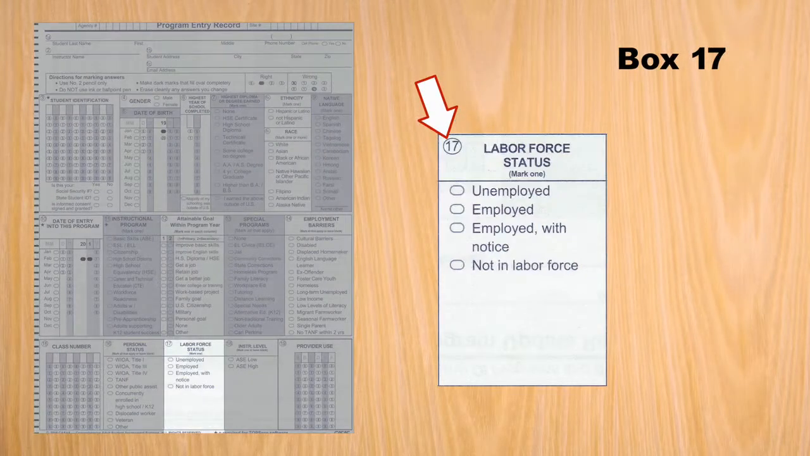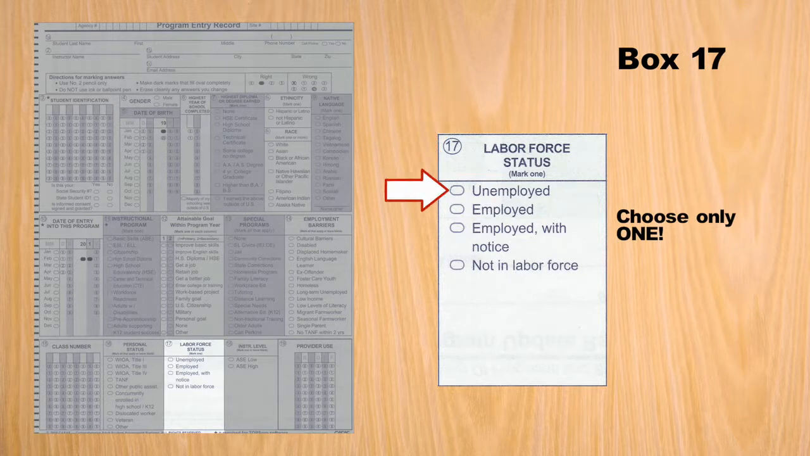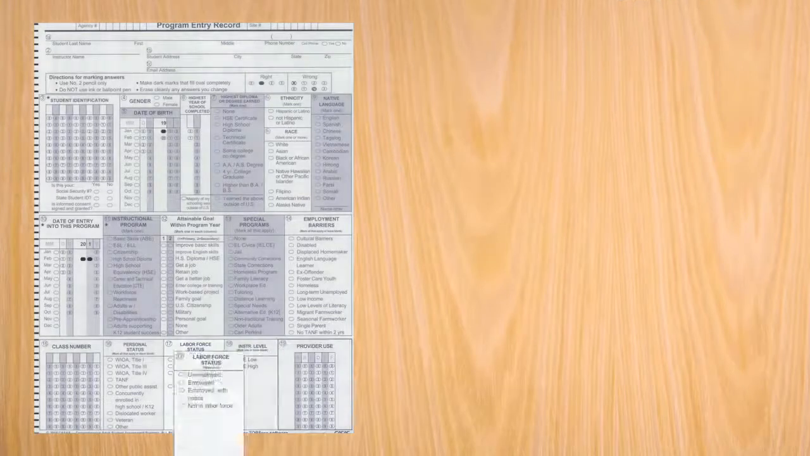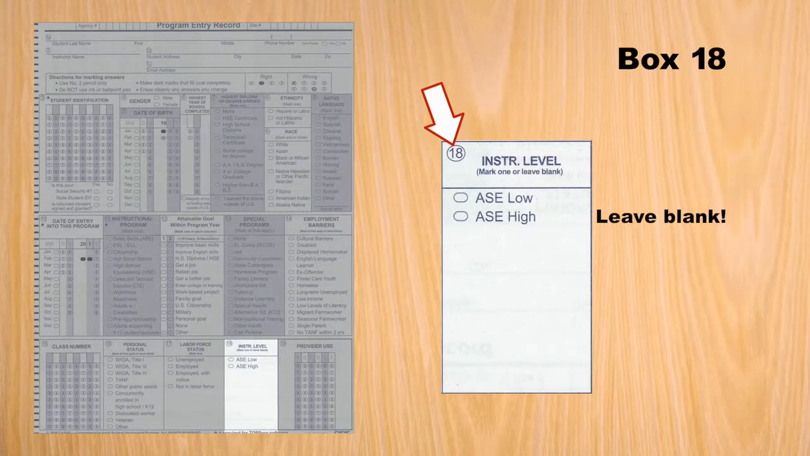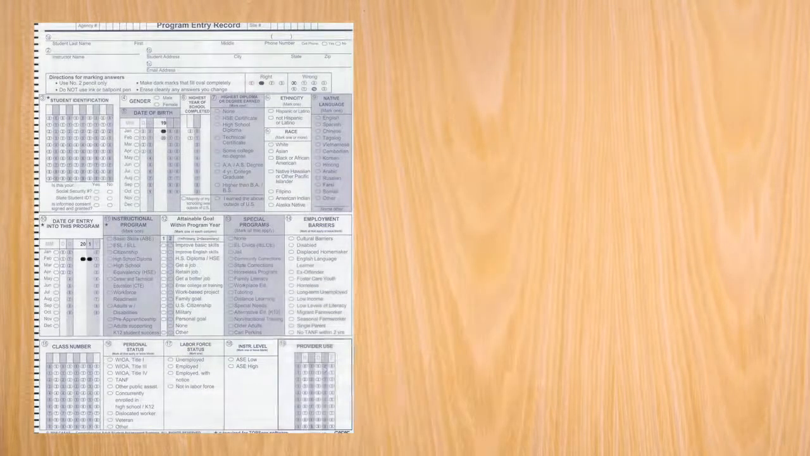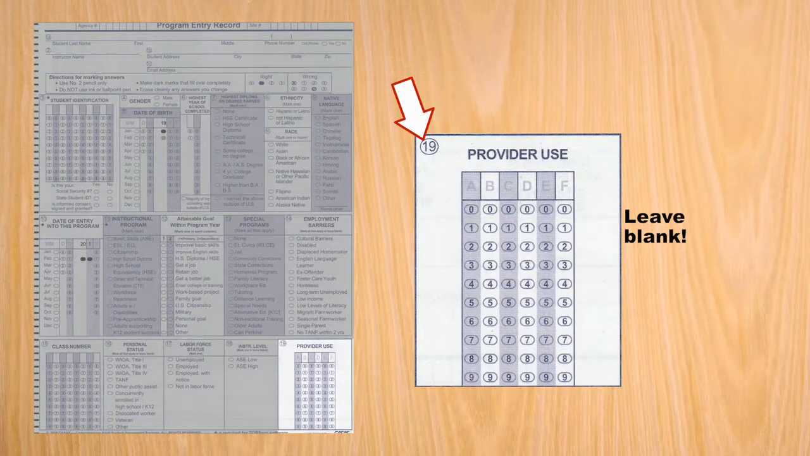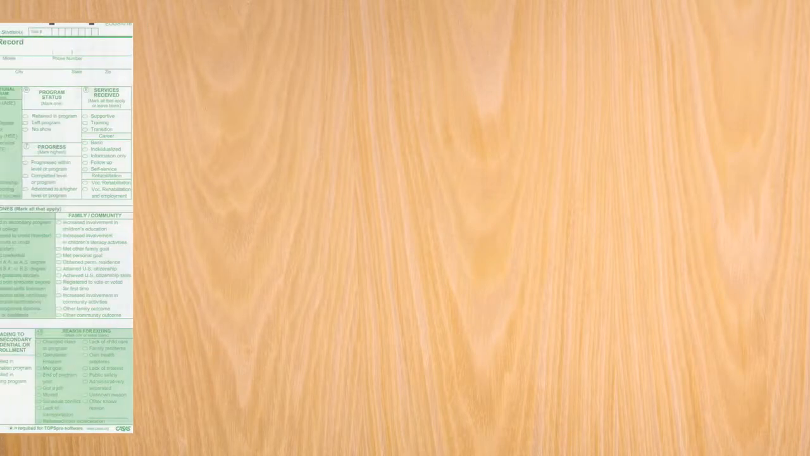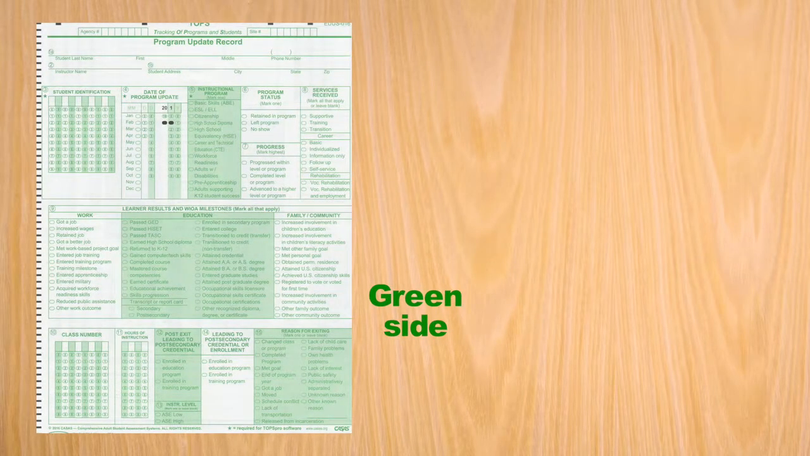In Box 17, please choose one option that best describes your employment status. Unemployed, employed, employed but are about to be laid off or dismissed, or if you're not looking for work or are retired, choose Not in the Labor Force. Leave Box 18 blank for now. This will be filled in by staff later. Please leave Box 19 blank as this is for office use only. Please turn over the TOPS form to the back side or green side. This portion will be completed later as you complete or leave the program.